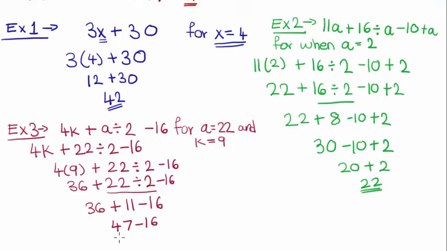And then finally, to get my final answer, I evaluate 47 minus 16 to give me 31. So by now, I think you're getting the hang of it. And we'll do one more example. And in this case, we will have 3 variables.